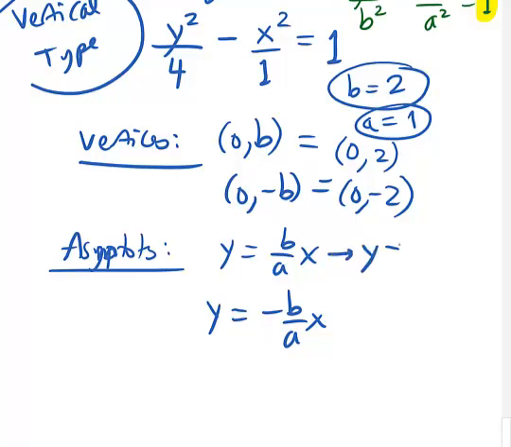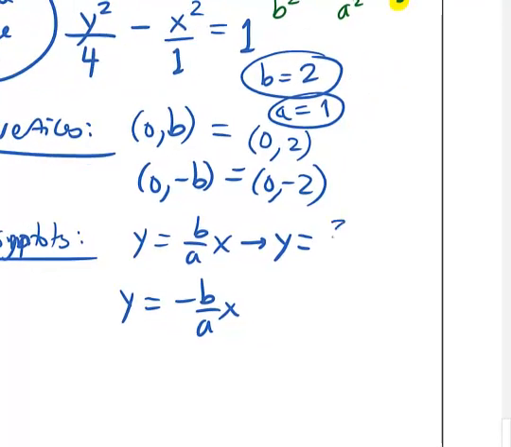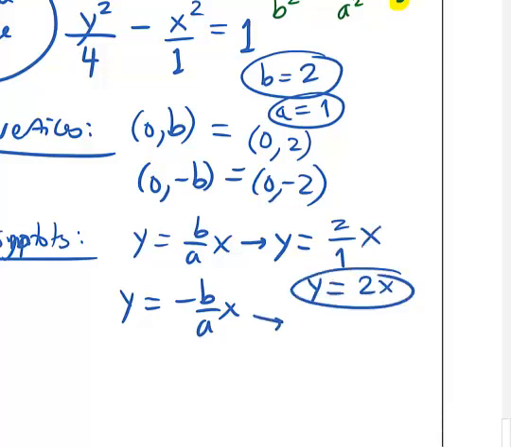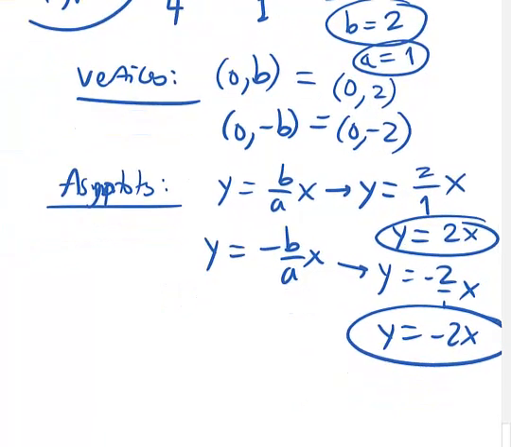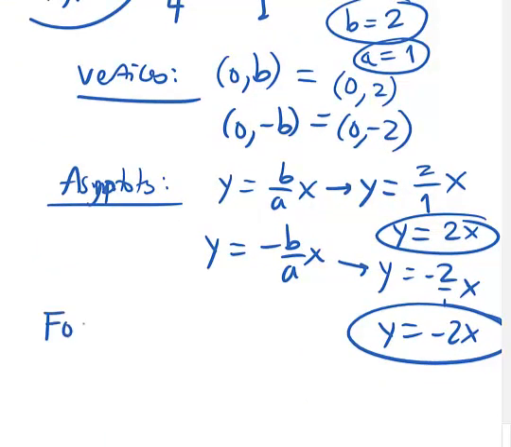So y equals, let's see, b is 2, a is 1. So very similar, actually the exact same asymptotes as the first problem we did. Negative 2 over 1x, which means y equals negative 2x. So we've got asymptotes, we've got vertices. Now foci is the last thing.